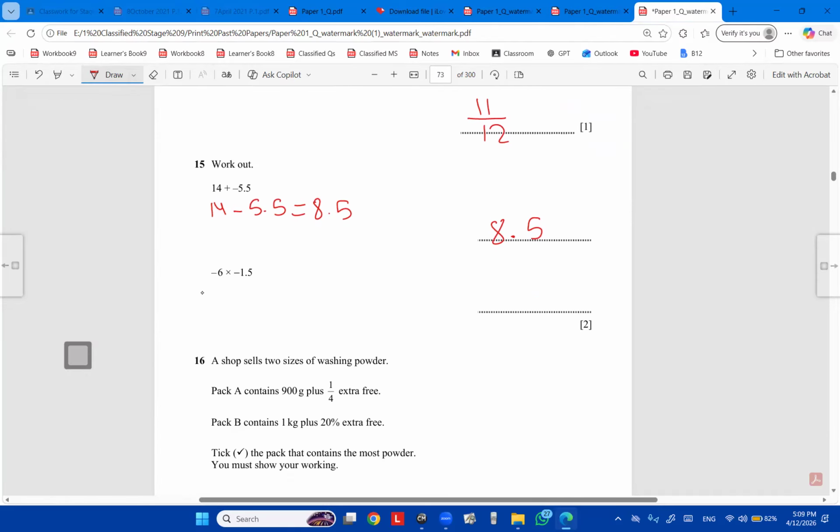Next, you're going to find -6 multiplied by -1.5. Negative times negative is positive, so I'm going to get rid of the signs. 6 times 1.5, just do the normal multiplication, ignore the decimal point, and you're going to find that it is 90, and I have one decimal place, so it is exactly 9.0, or just 9.